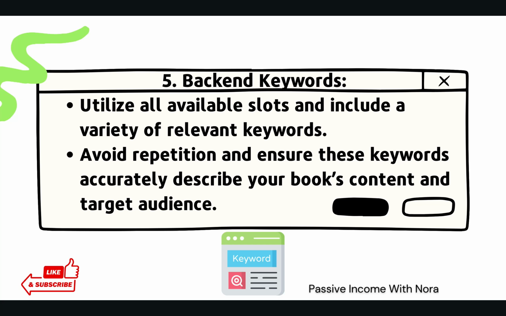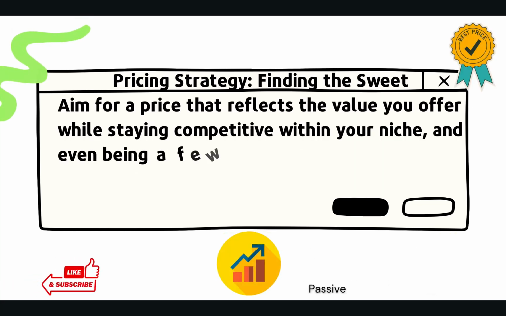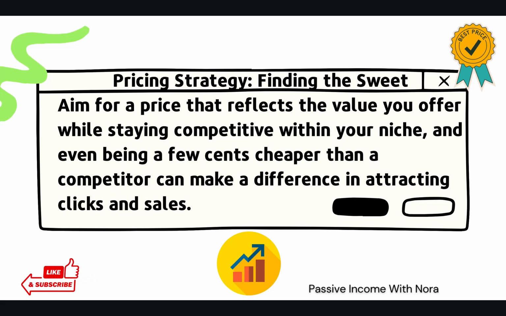Also, one thing that I wanted to mention is the pricing strategy and finding the sweet spot regarding pricing. So price your book strategically. Don't rush to be the cheapest option. Focus on providing value. And if you use the free Chrome extension, Self-Publishing Titans, it'll give you the average price for each of the keywords.